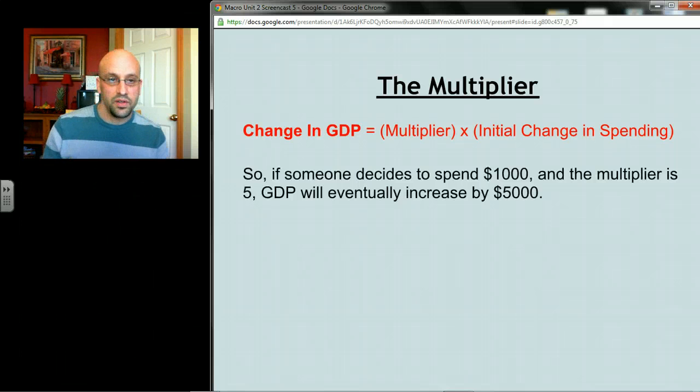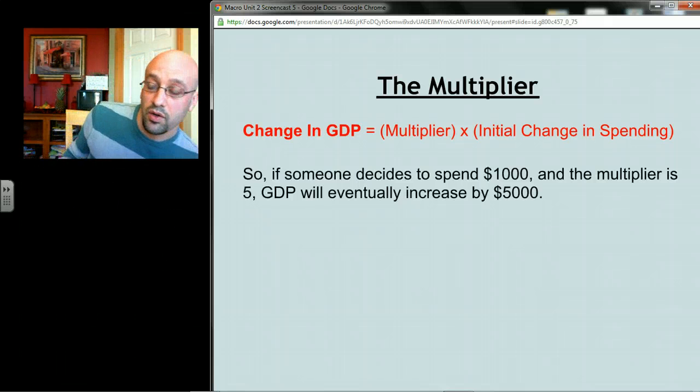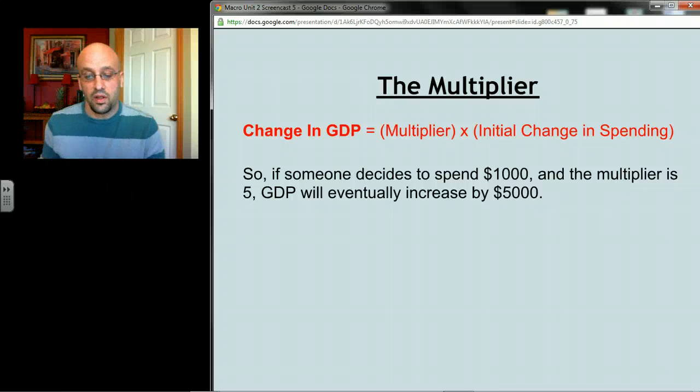So let's say someone decides to spend $1,000. Let's say Joe had walked into Sue's store and spent $1,000 there. If the multiplier was 5, GDP would go up by $5,000.